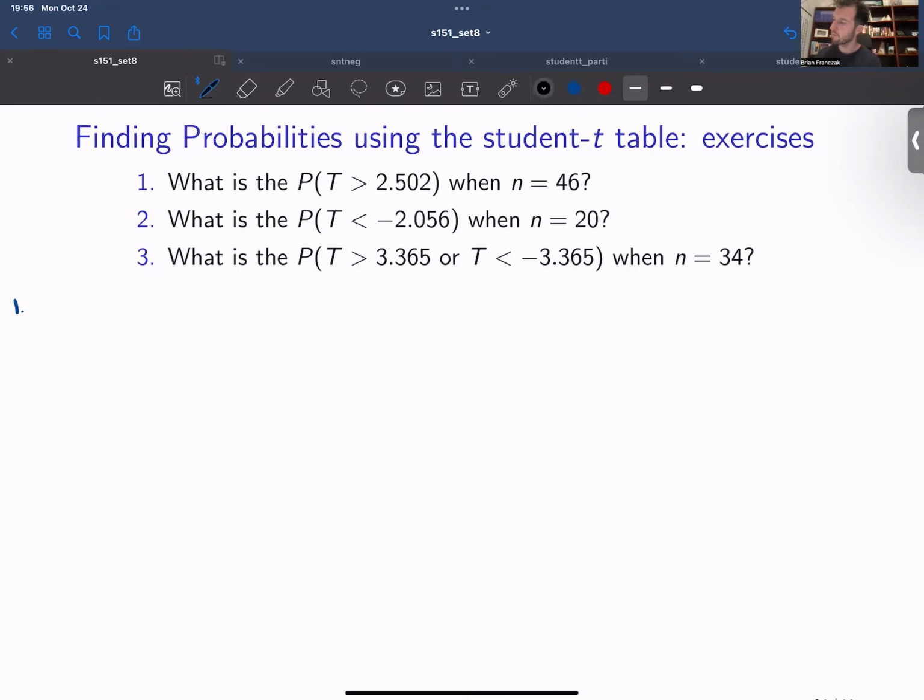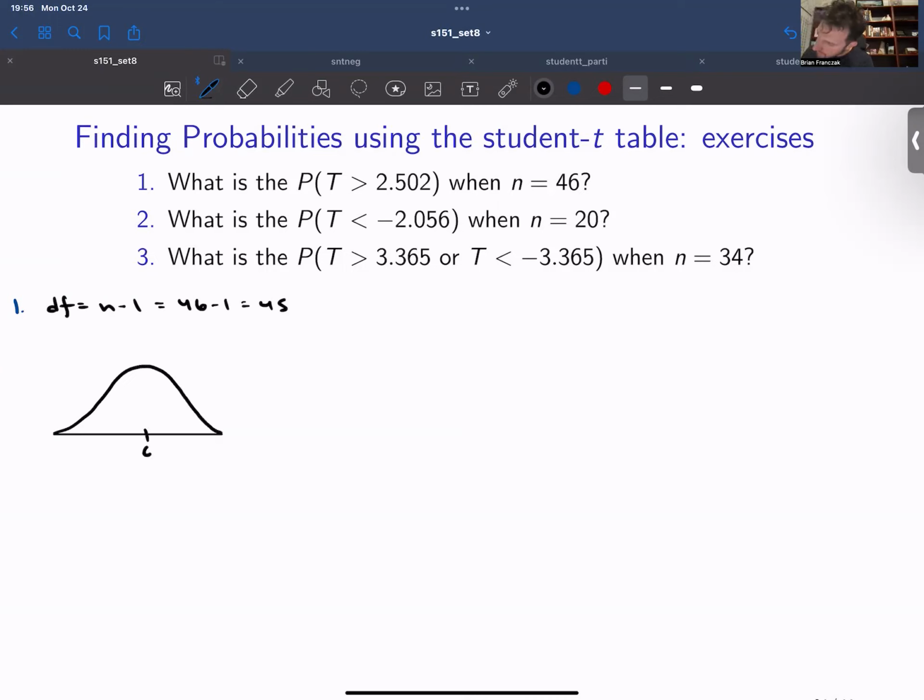So for example, in step 1, it says, what is the probability t is greater than 2.502 when n is equal to 46? Okay, so first off, in order to work with the student t-table, we have to find the degree of freedom. So this means that our degree of freedom is equal to 45. Now, just like with a normal table, it's always helpful to sketch out what you're looking for.